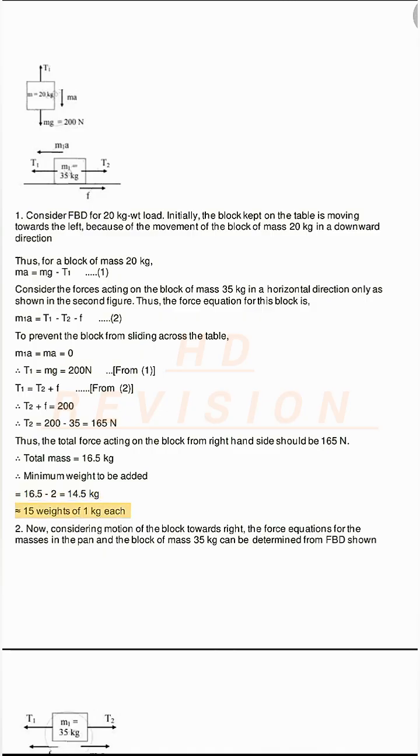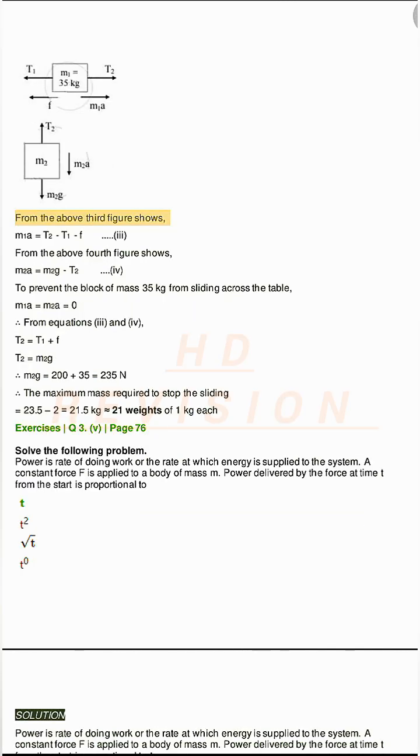Approximately equals 15 weights of 1 kilogram each. 2. Now, considering motion of the block towards right, the force equations for the masses in the pan and the block of mass 35 kilograms can be determined from the FBD shown. From the above third figure, we get M1 a = T2 - T1 - F. From the above fourth figure, we get M2 a = M2 g - T2.